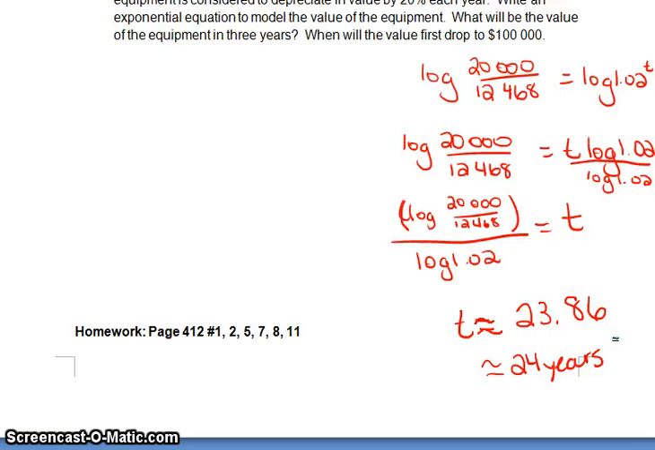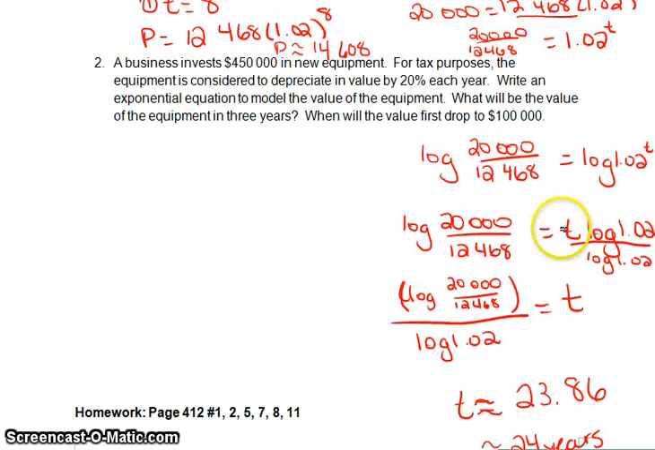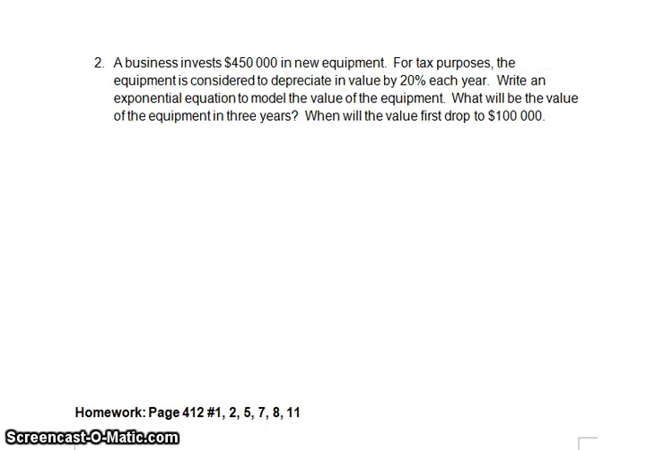Now let's move on to example number 2. So I'm just going to quickly erase this and start number 2, okay? So number 2 states that a business invests $450,000 in new equipment. For tax purposes, the equipment is considered to depreciate in value by 20% each year. Now we need to write an exponential equation to model the value of the equipment. What will be the value of the equipment in 3 years? And when will the value first drop to 100,000?